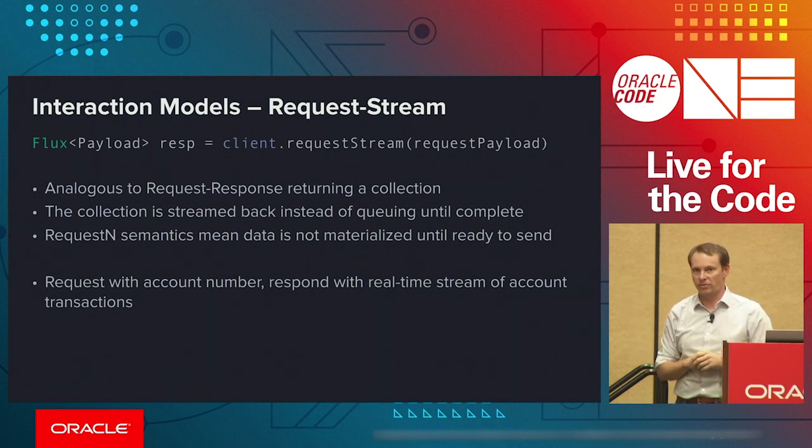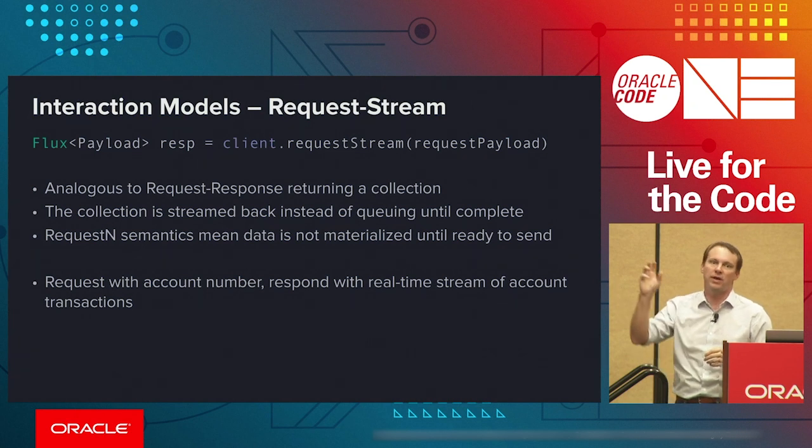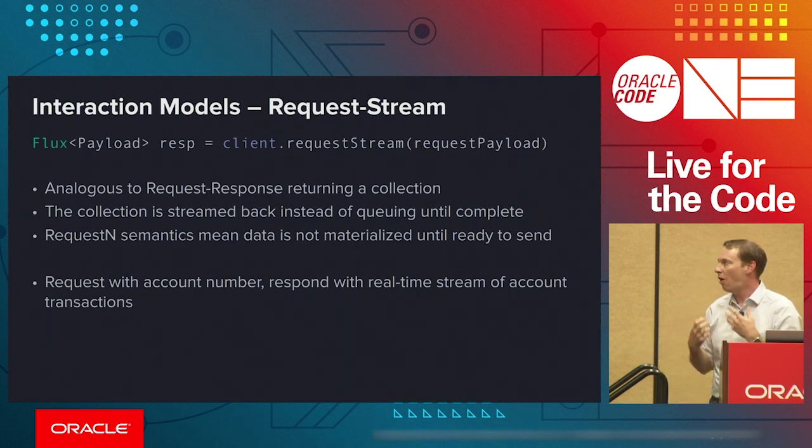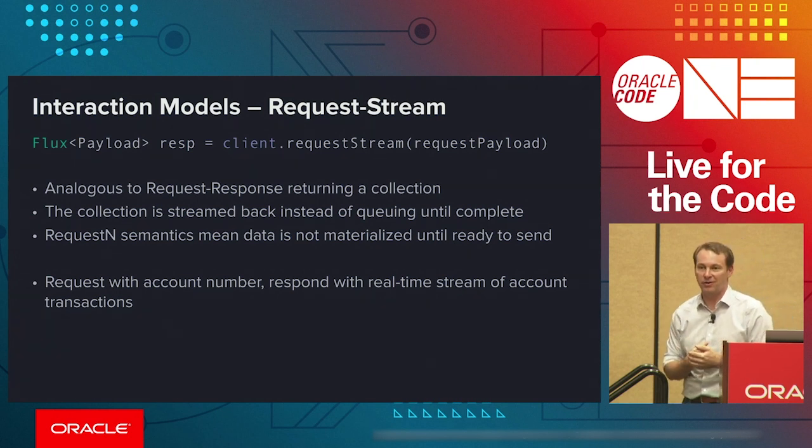okay, I just need the next 10 rows, right? I need the next 10 transactions, or I need the next 64 transactions. And that is a signal back to the producing side of this connection that it should only materialize the next 64 and send it over. It doesn't have to materialize the whole system, right? It doesn't have to materialize that entire data set. All it needs is what the client can currently handle.